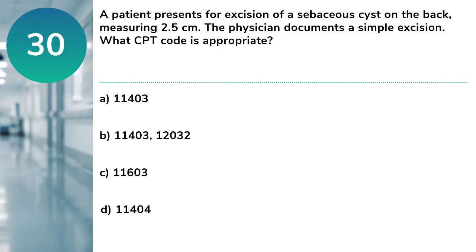Question 30. A patient presents for excision of a sebaceous cyst on the back, measuring 2.5 centimeters. The physician documents a simple excision. What CPT code is appropriate? A. 11403. B. 11403, 12032. C. 11603. D. 11404.